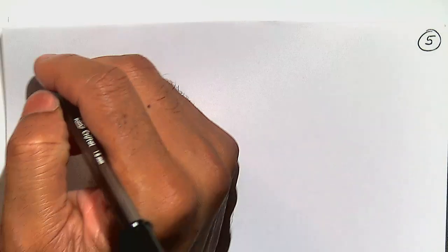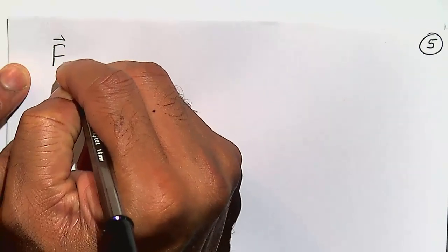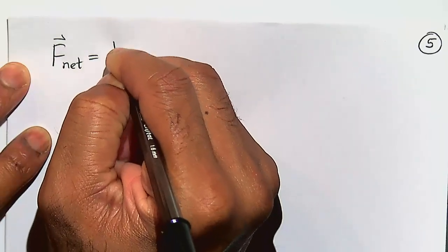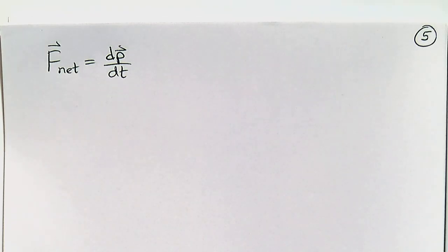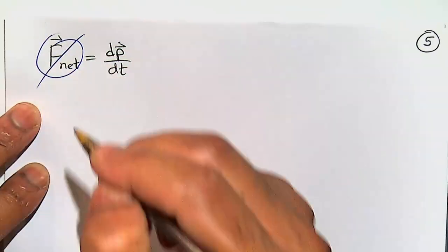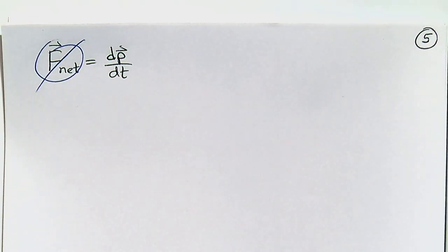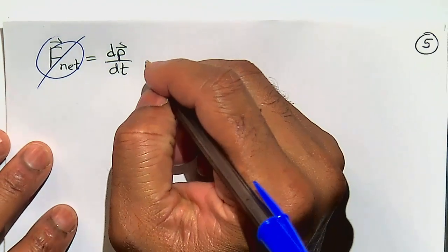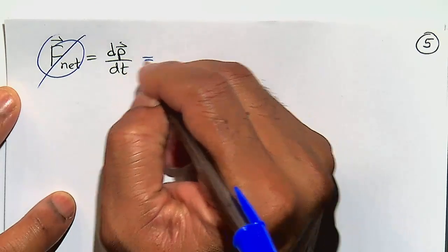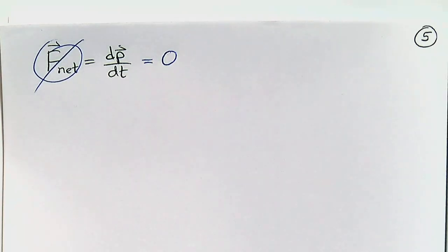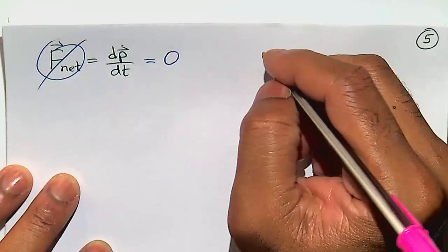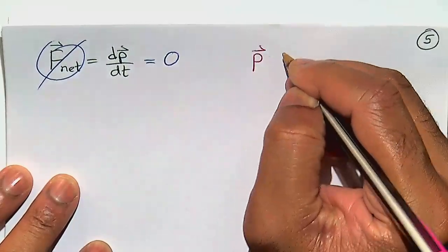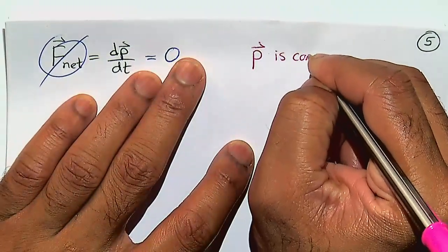Okay, so Newton's second law says that if you have a net force, it changes the momentum of that object over time. What if there is no net force on that object? There could be situations like that. That means the change in momentum over time is zero. If a derivative over time is zero, what does that mean? That means that the momentum is constant, right?